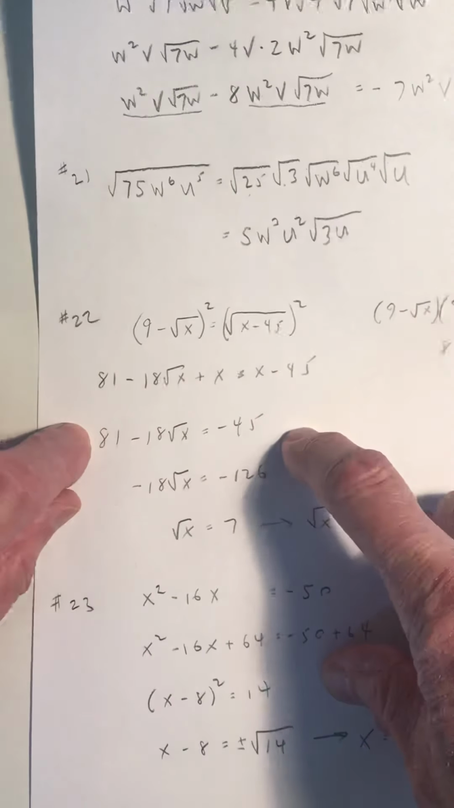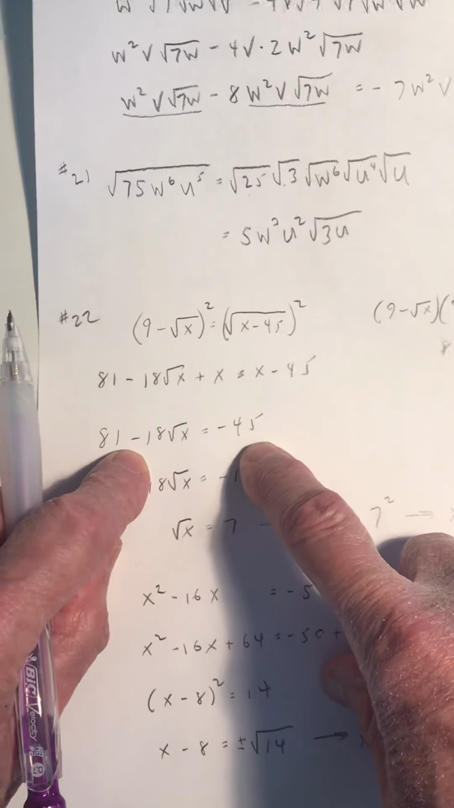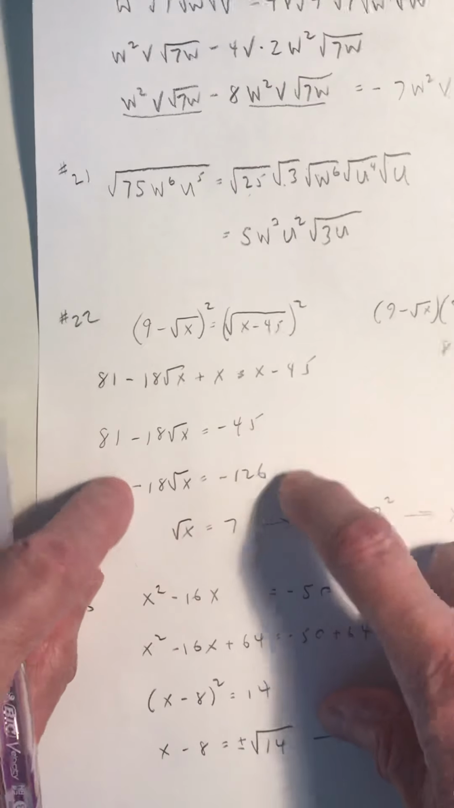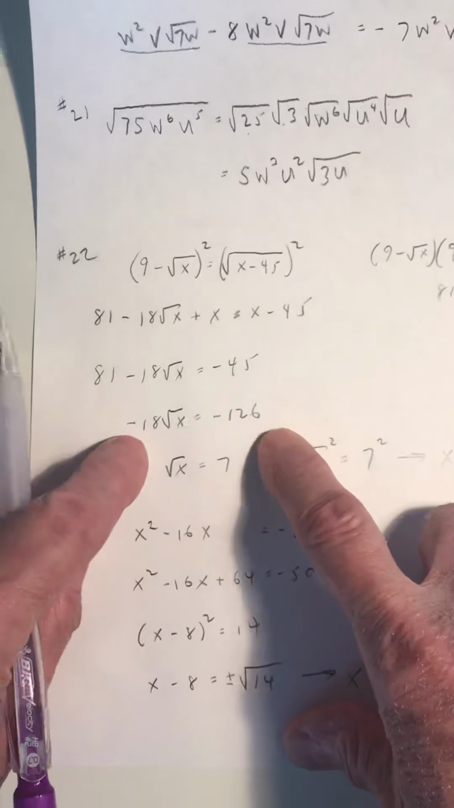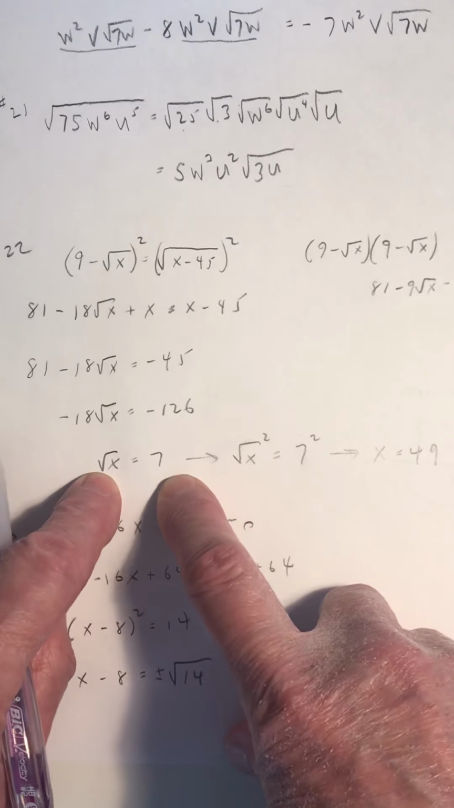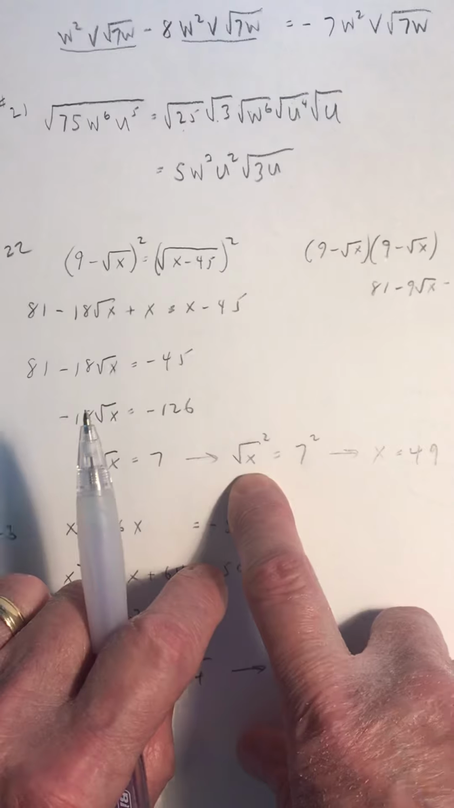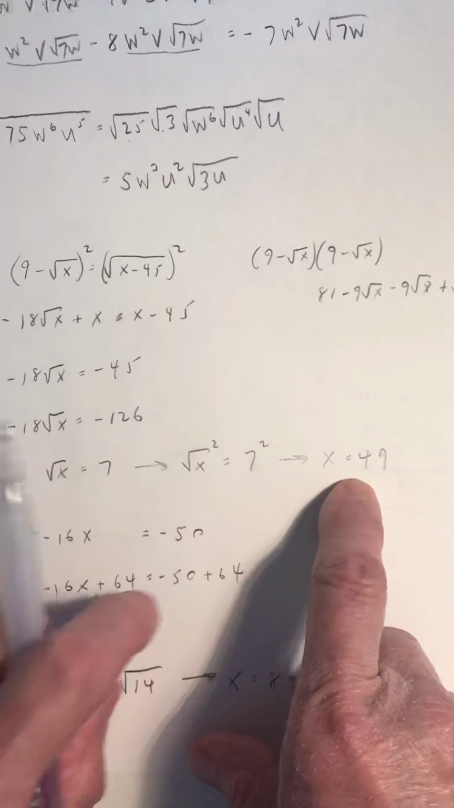What happened from here to here? I just took away 1x from both sides. Got a lot cleaner looking. Then I take away 81 from both sides. And then I divide both sides by negative 18. And now I want to get rid of that square root. Just square both sides, and I get plain old x equals 7 squared, or 49.